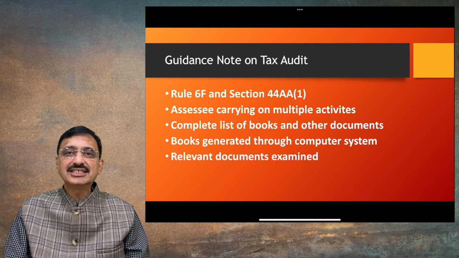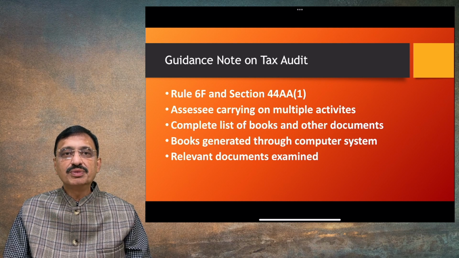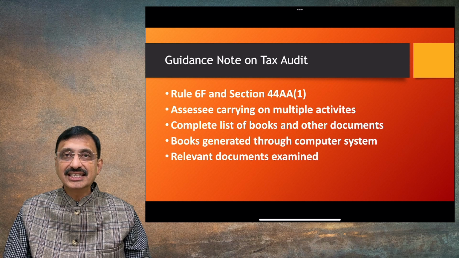Sometimes the assessee may carry on multiple activities. Books of account might have been prescribed for one of the activities. In that case, mention may be made of the activity for which the books have been prescribed.